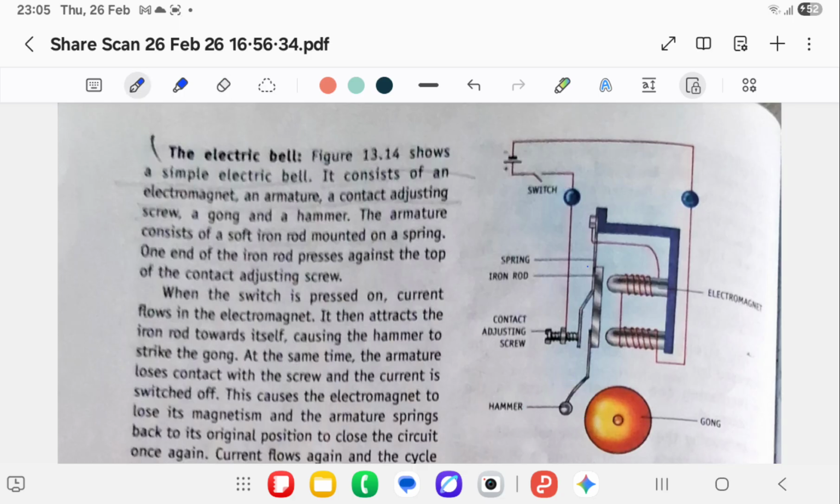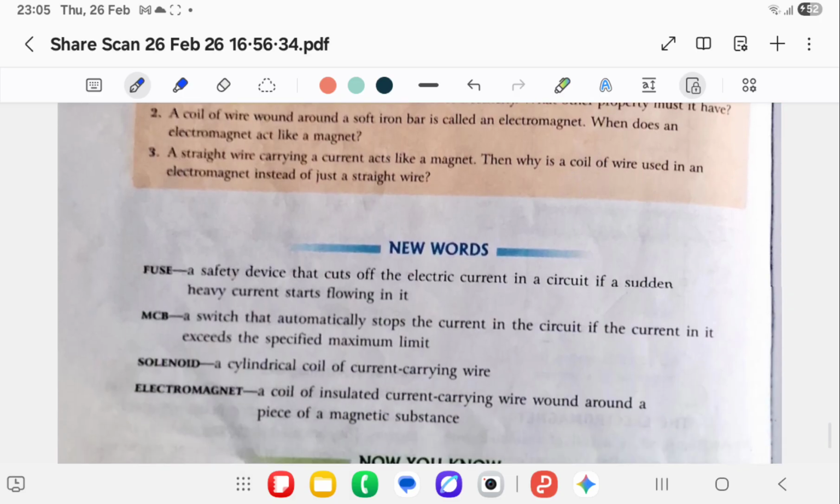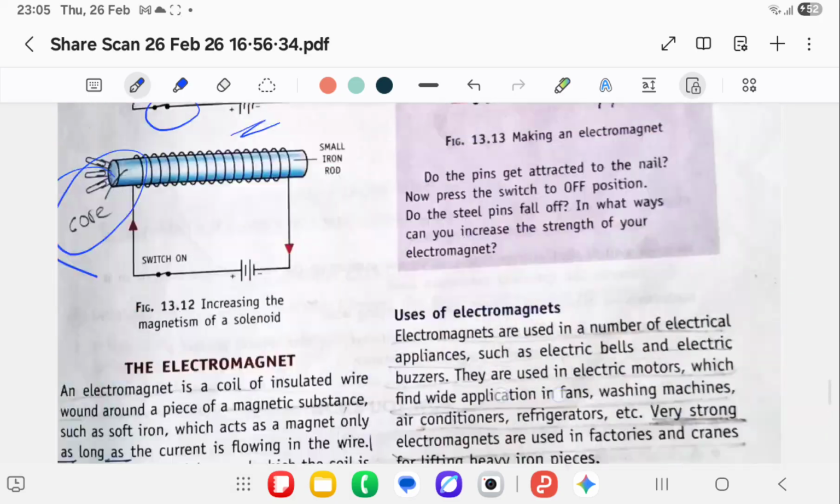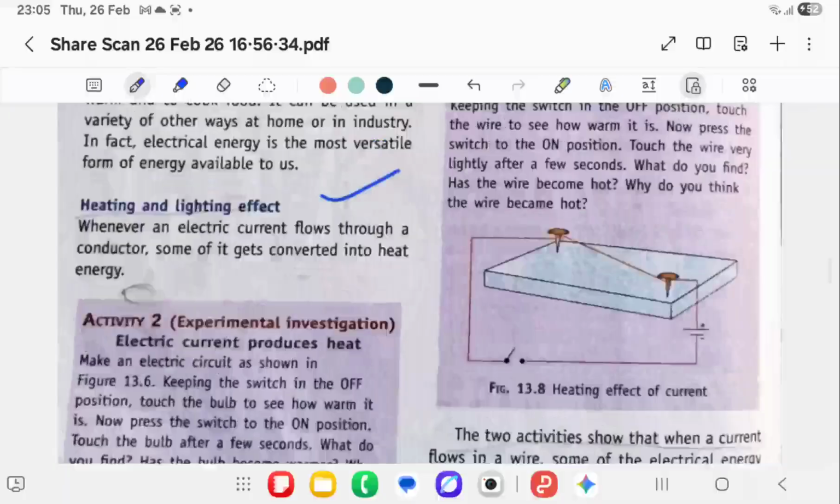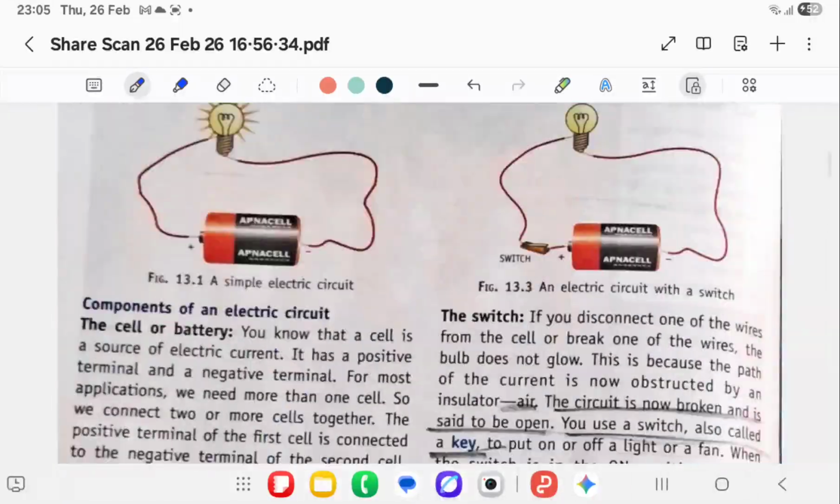We will touch the switch that is present outside the houses. It will start flowing the current, it will go into the electromagnet, it will attract this iron bar towards it. Now with this iron bar, this hammer is attached, this hammer will push the pressure on the gong and it will ring. Okay, so this was your concept of electric current and its effects. Clear? Thank you children.